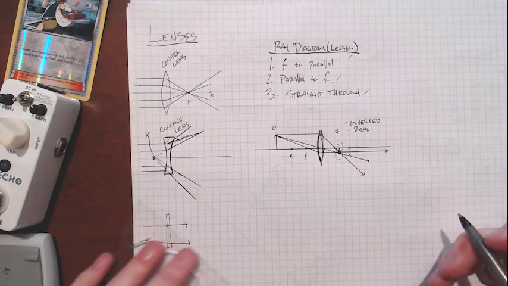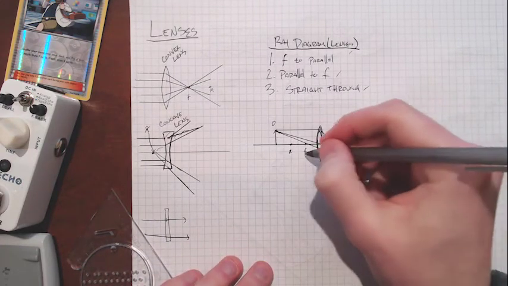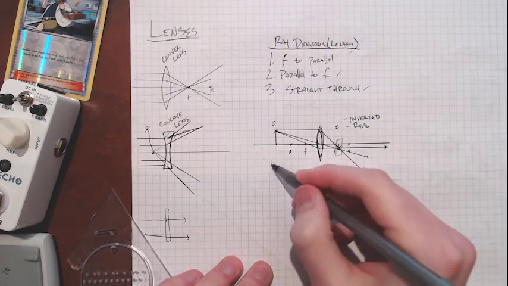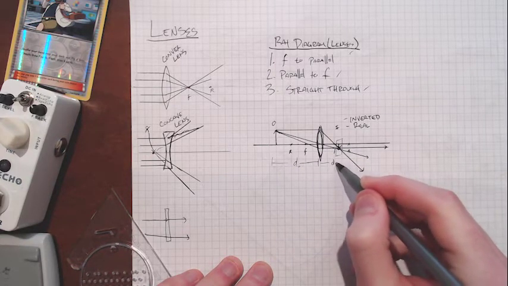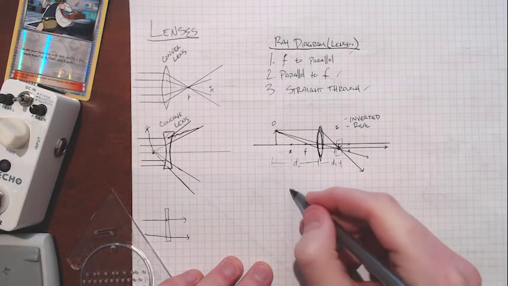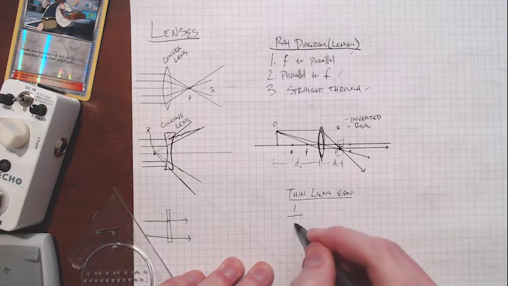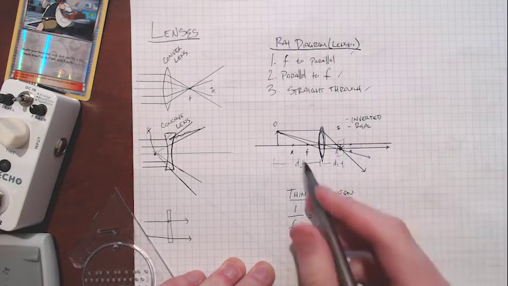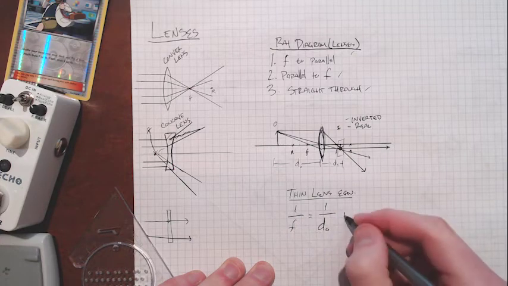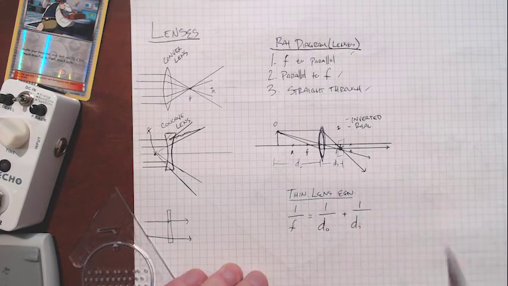And of course we have an equation to relate the focal length of the lens, the distance of the object, and the distance of the image as well. It's called the thin lens equation. It goes like this: 1 over the focal length is equal to 1 over the distance from the lens to the object plus 1 over the distance from the lens to the image.